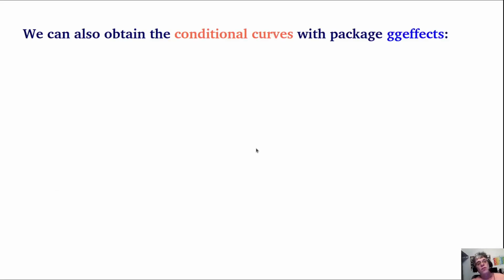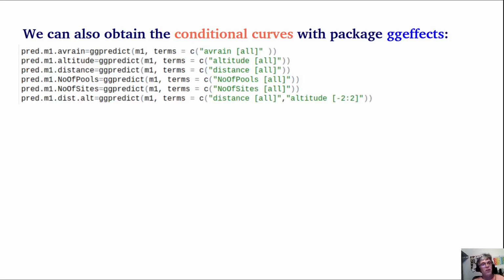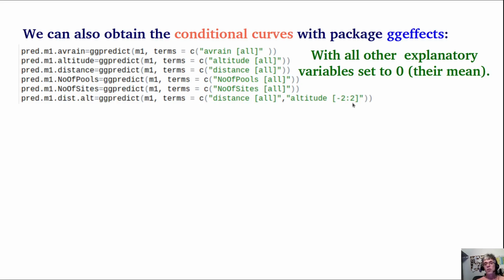We can also obtain the conditional curves with the package ggeffects, and this shows a set of curves for all these different explanatory variables. In addition, we can observe combinations of distance and a set of values of altitude ranging from -2 standard deviations to +2 standard deviations. All these curves are obtained by setting the other explanatory variables, not explicitly indicated here in the terms component of the command, to 0, that is, to their mean.